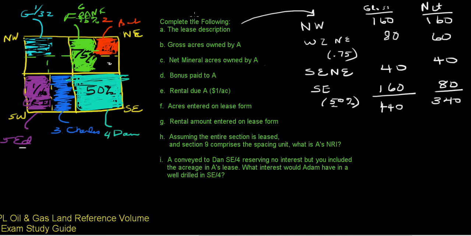Okay, so we've got the lease description. We know the gross acres owned by A is going to be 440. The net mineral acres owned by A is going to be 340.